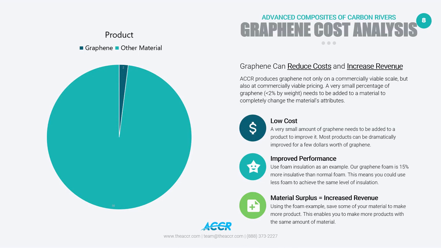So let's talk about how to get graphene to reduce your material costs. If you add less than 2% of graphene to material, you can get up to a 15% performance increase. What this means is you can use 15% less of your base material, and that should offset the costs of adding graphene. This means that you could make your products lighter and stronger without affecting their cost, or make them less expensive because you require less material.